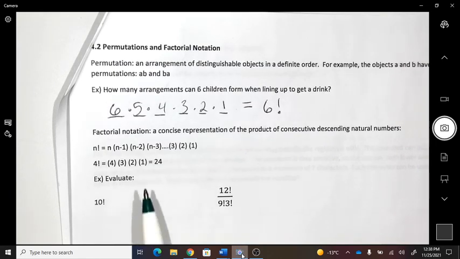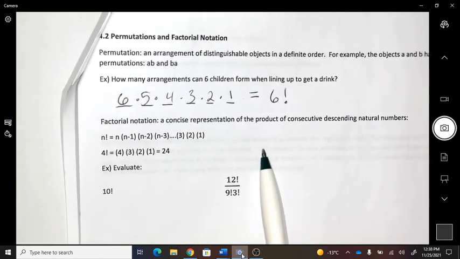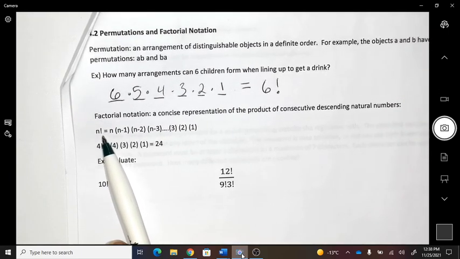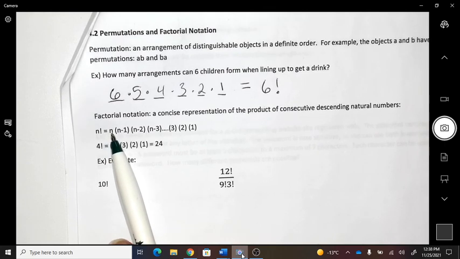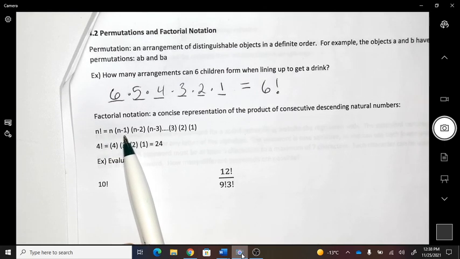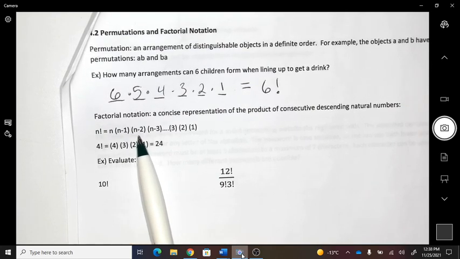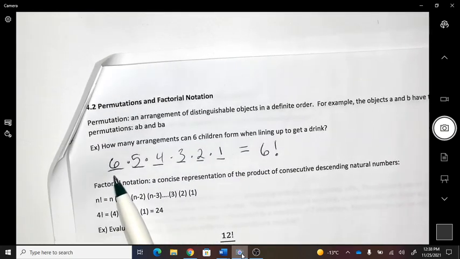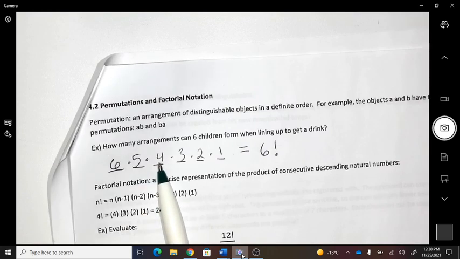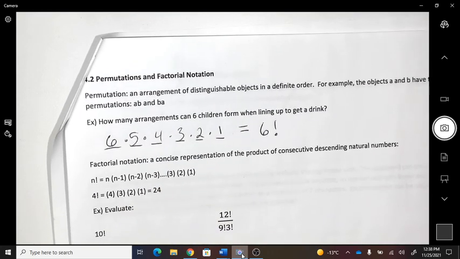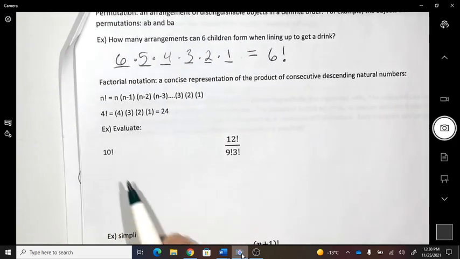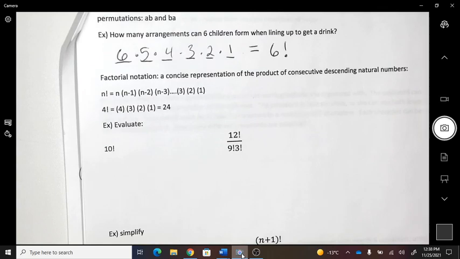So factorial, obviously we go in a descending order of numbers. If I did n factorial, the first number would be n. What's the second number? n subtract 1, n subtract 2, n subtract 3, and so on. Because if my number is 6, this is 6 minus 1, 6 minus 2, 6 minus 3, in that order. Evaluate. Can you practice that? 10 factorial. See if you can find your button.